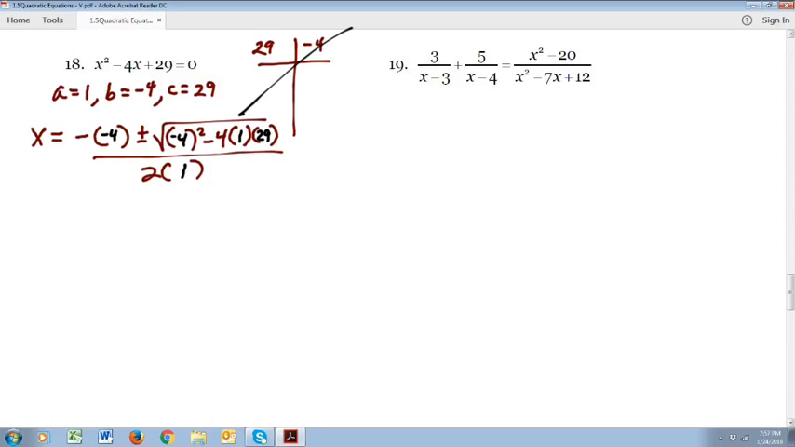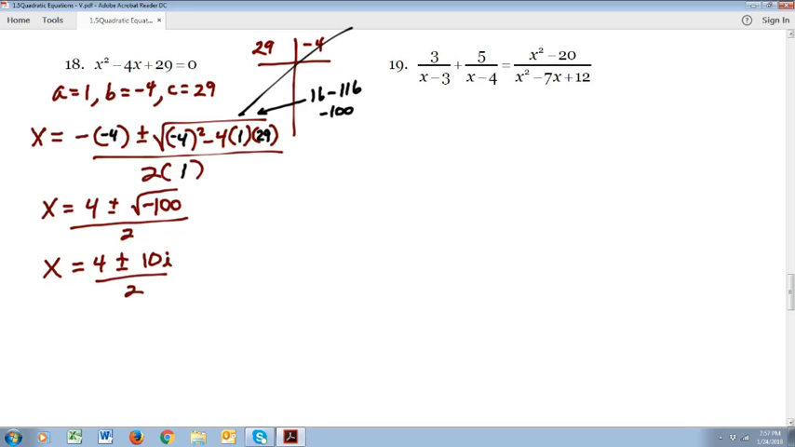Okay, so again, make sure you have all your numbers in the right place. We're going to get x equals 4 plus or minus, let's see, this is going to be 16 minus 4 times 1 times 29, which you will find is 116. When we subtract 16 minus 116, we get -100. So this is just going to be the square root of -100, and that's all over 2.